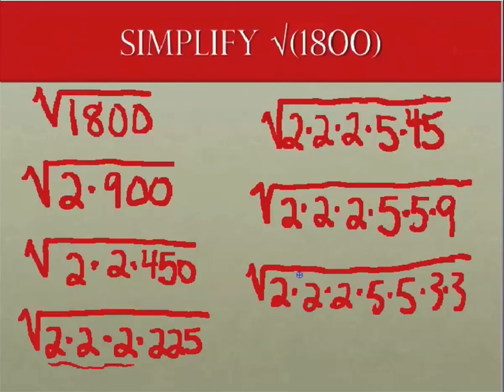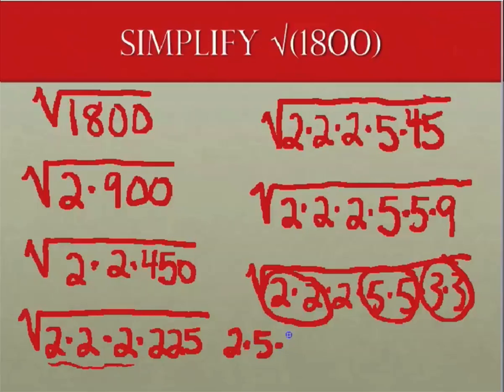Now all we have to do is look for groups of 2. There are 2 2's with 1 left over. There are 2 5's, and there are 2 3's. So on the outside of our radical, we write 2 times 5 times 3. And on the inside of our radical, we only have a 2 left. And we can simplify this because we know what 2 times 5 times 3 is. It's 30. So our final answer is 30 times the square root of 2.